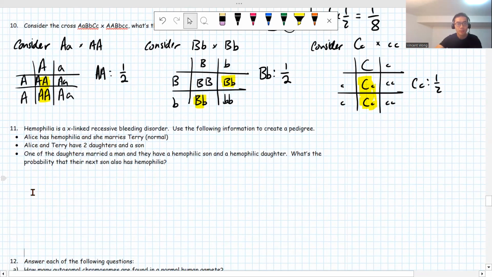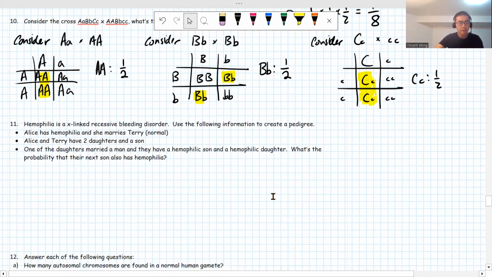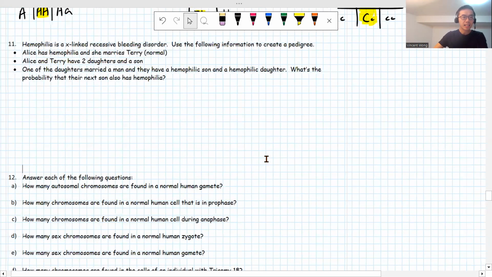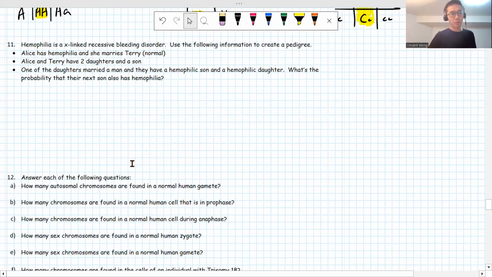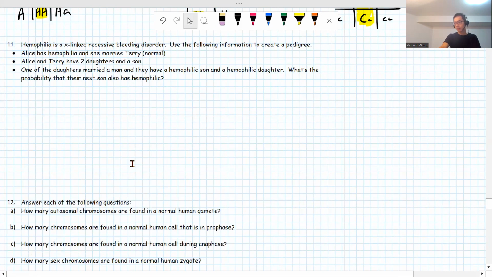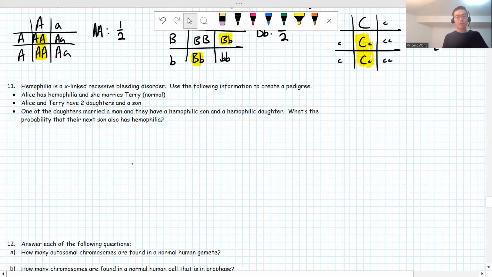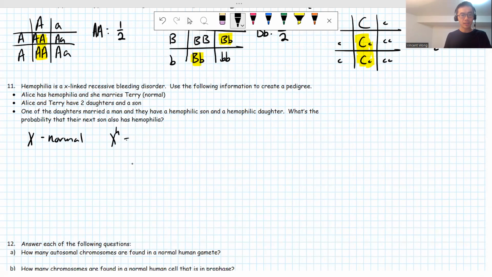Okay, let's take a look at this question. We have to create a pedigree. Hemophilia, which I told you about, is a bleeding disorder, but it's X-linked recessive. Use the following information to create a pedigree. We can say X is normal, XH is the hemophilia gene. Instead of XC for colorblind, we use XH for hemophilia.